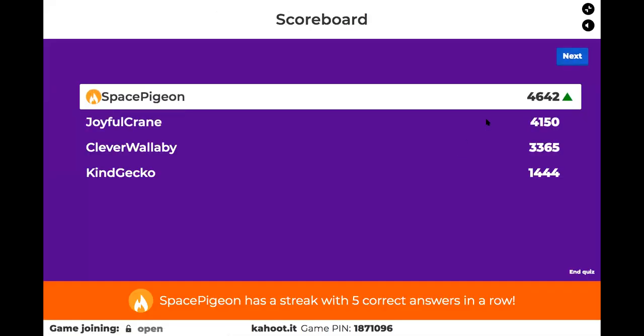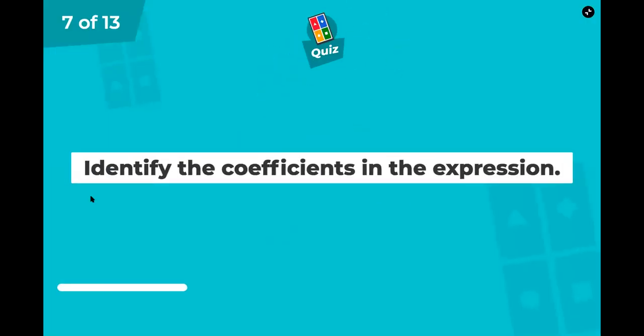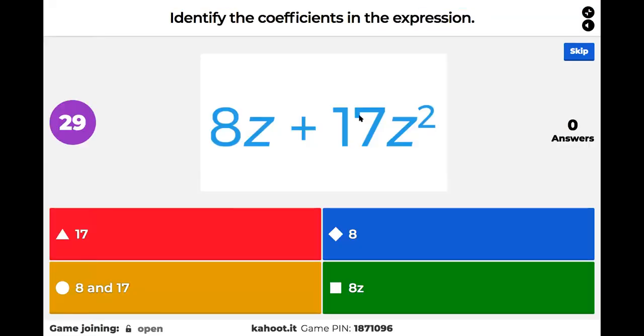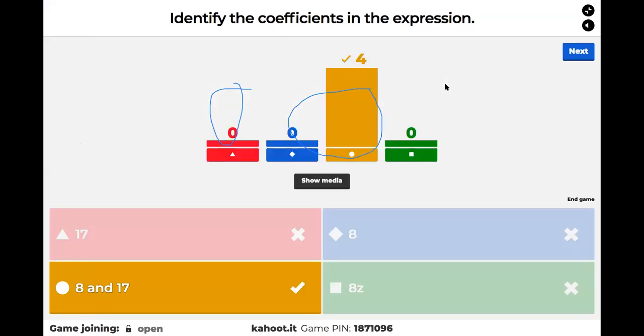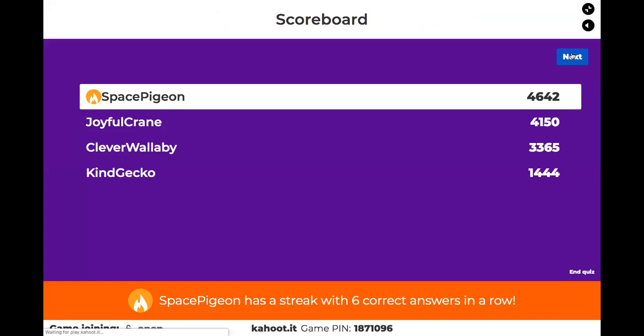Space Pigeon got 5 in a row. Identify the coefficients in the expression. So the number in front of the letter, and if it's a plus or minus sign, we include that so we know if it's positive or negative. A 100%? All right.